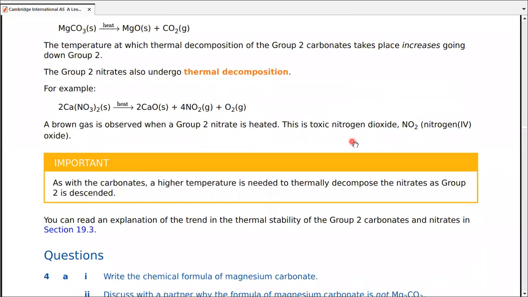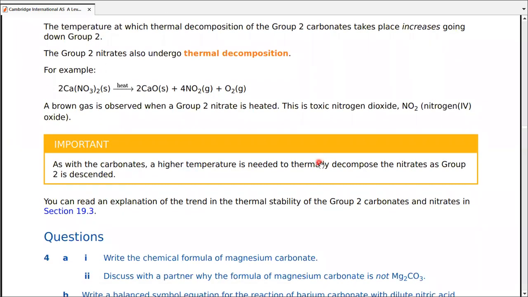The group 2 nitrates also undergo thermal decomposition. This usually results in the formation of an oxide, nitrogen dioxide, and oxygen. So brown gas, nitrogen dioxide, NO2, is observed. As with the carbonates, a higher temperature is needed to thermally decompose nitrates as group 2 is descended. So it goes the same.